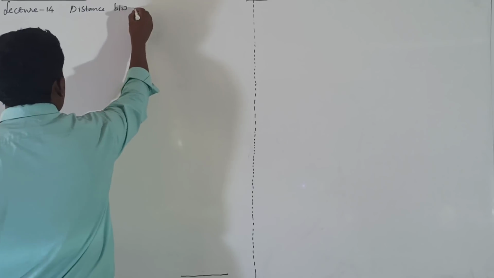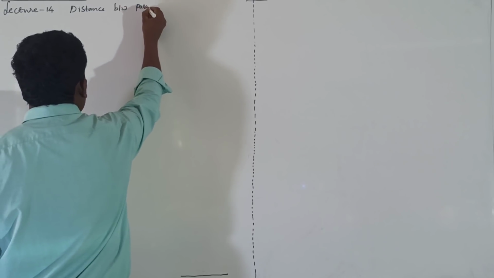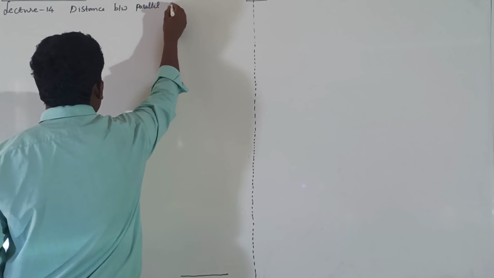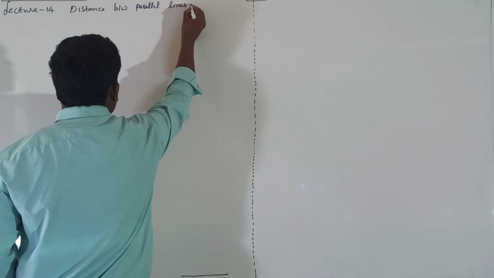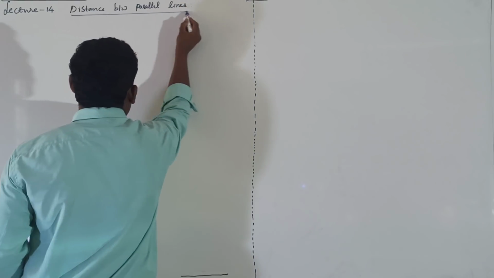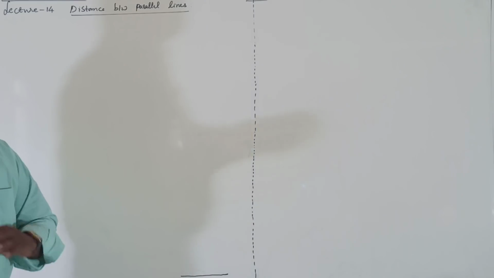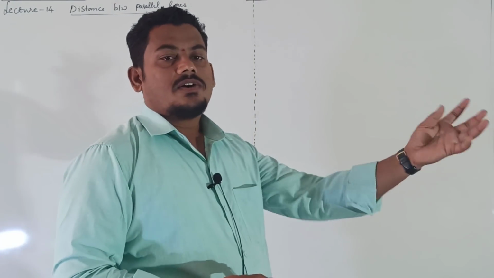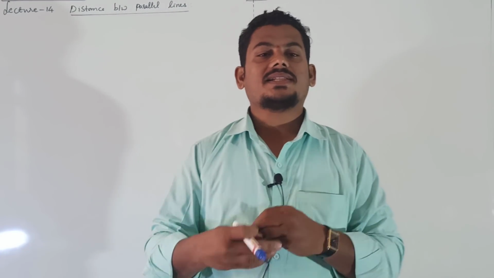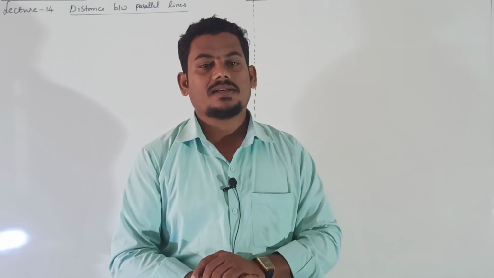Distance between parallel lines, formula we have to derive, right? Distance between two parallel lines: when two parallel lines are given, then what is the difference between them, right?